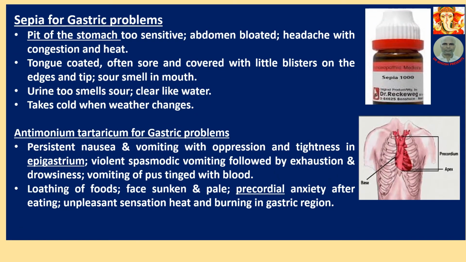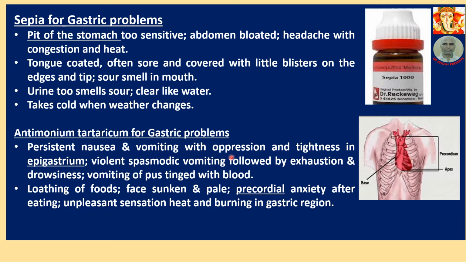Carbo vegetabilis for gastric problem. Pit of the stomach too sensitive. Abdomen bloated. Headache with congestion and heat. Tongue coated, often sore and covered with little blisters on edges and tip. Sour smell in mouth. Urine too smells sour. Clear like water. Takes cold when weather changes. Antimonium tartaricum for gastric problem.